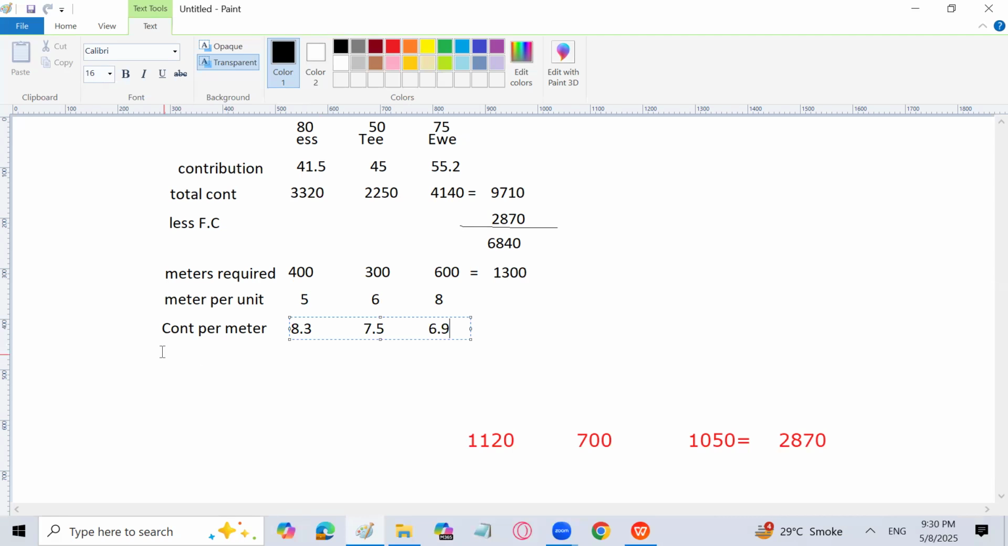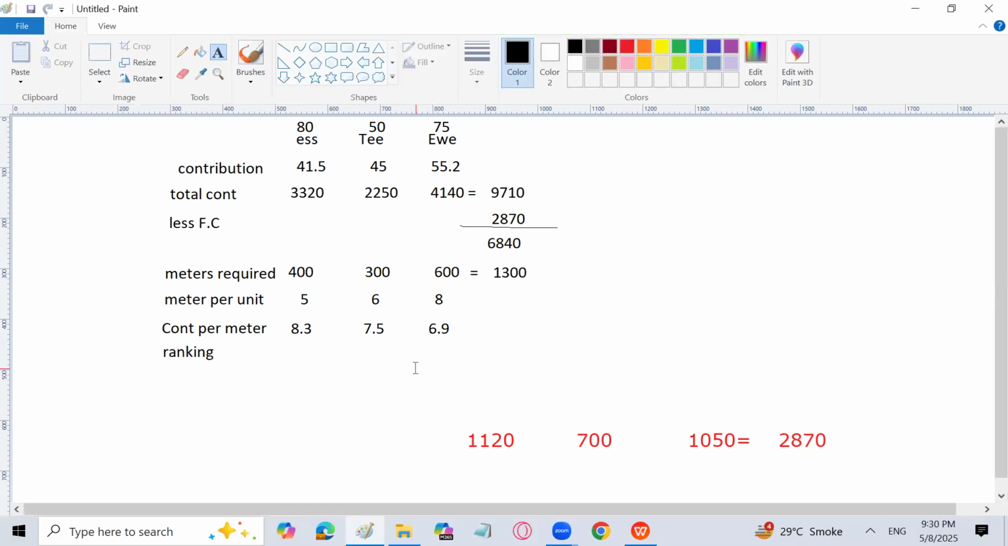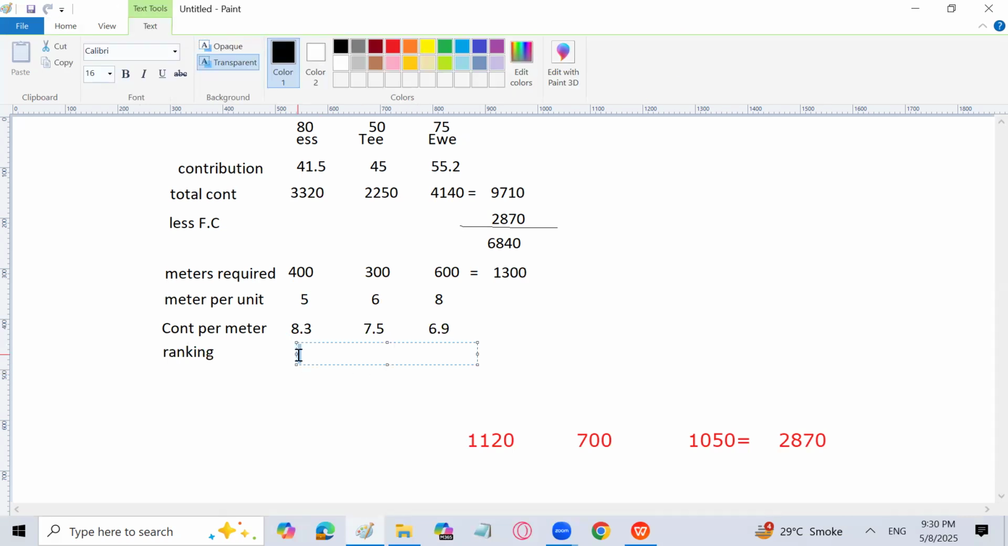Now we need to rank the production. The product which has the highest contribution per meter is ranked 1, then we produce 2, and then 3. So the ranking is 1, 2, 3. S is going to be produced first, then we go for T, and then E because it has the lowest contribution per meter. So let's work out the units produced. How many units are going to be produced?